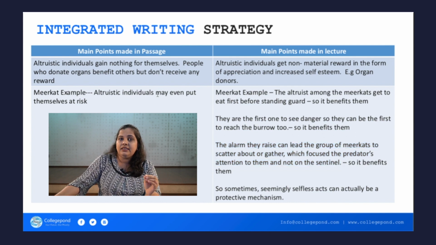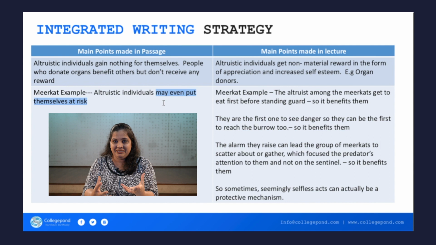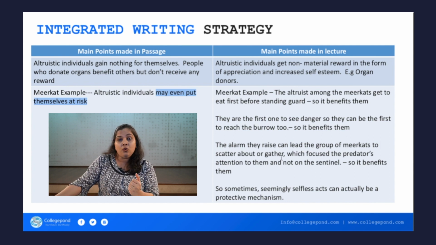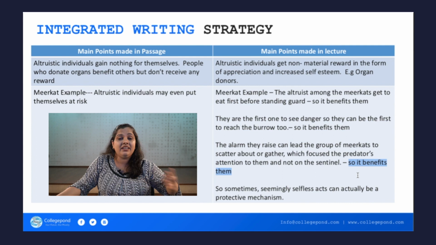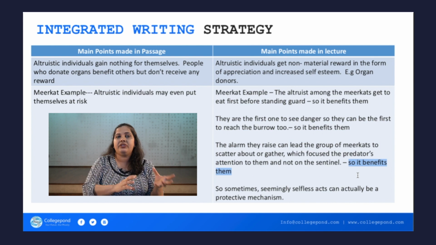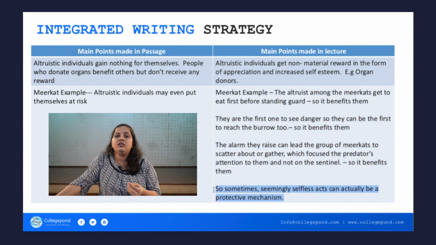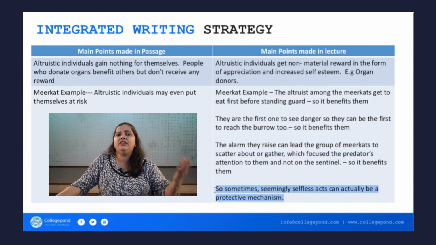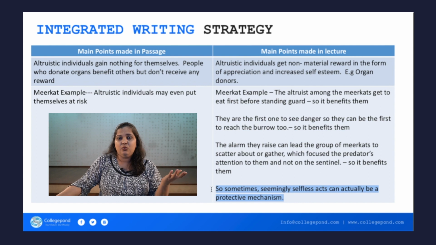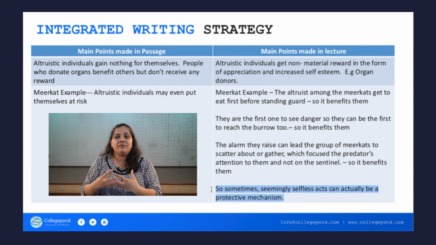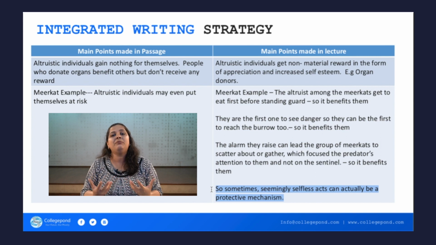The passage says they may put themselves at risk just by agreeing to being the guard, right? But here it says no, agreeing to being the guard actually benefits them because they are taken out of attention, right? So this is the one that directly contradicts what is given in the passage. Ultimately, she concludes with a conclusion that is completely opposing to what is given in the passage. She says sometimes seemingly selfless acts can actually be a protective mechanism.